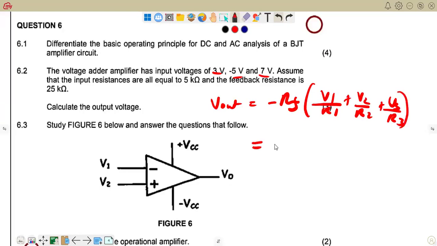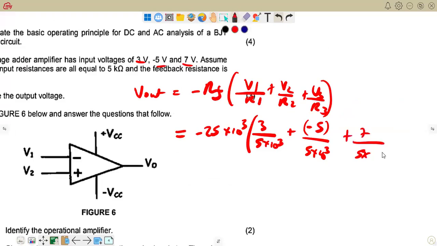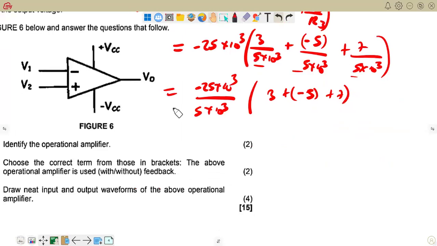So we can then calculate it. We've been given RF, the feedback resistance, as 25. So we shall say negative 25 times 10 to the power of 3 times 3 over 5 times 10 to the power of 3, that's our R1, plus negative 5 over 5 times 10 to the power of 3, plus 7 over 5 times 10 to the power of 3. And we end up with 25 volts. Right, let's go to the next question.